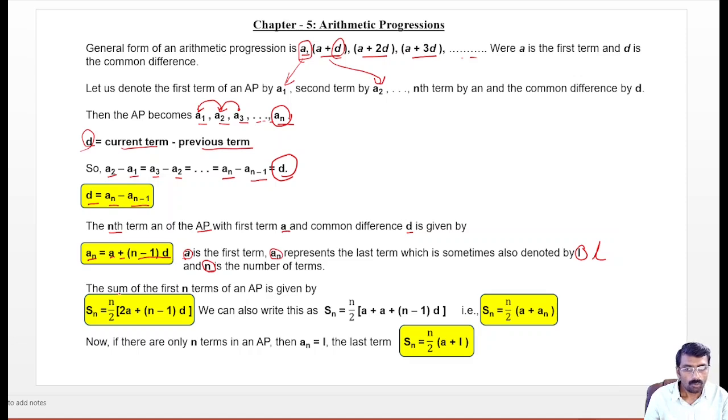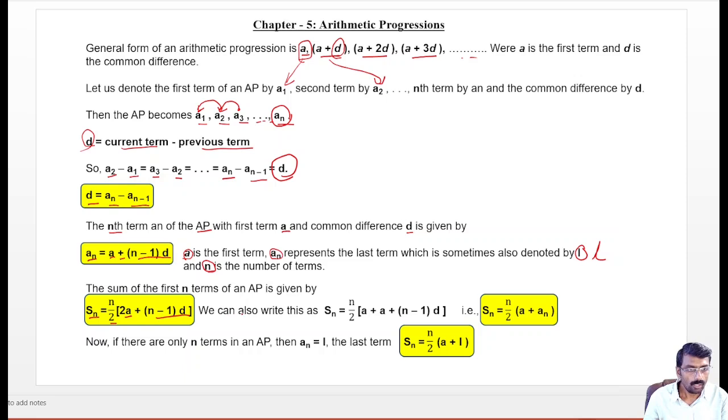The next formula is to obtain the sum of the first n terms of an AP. The sum is given by Sn is equal to n by 2 into 2a plus n minus 1 d. This is the formula used to find the sum of n terms. Sn is the sum of n terms, n is the number of terms, a is the first term, and d is the common difference.